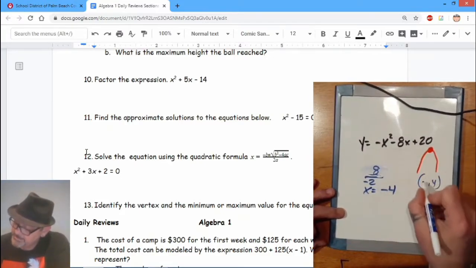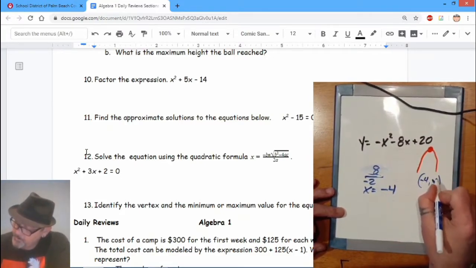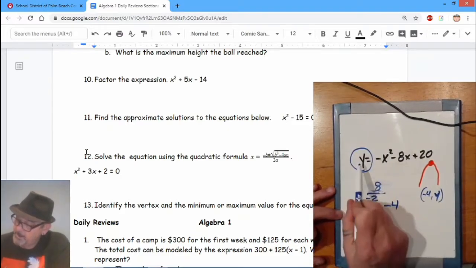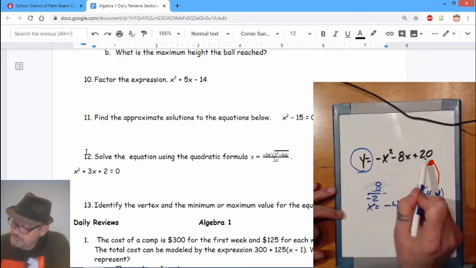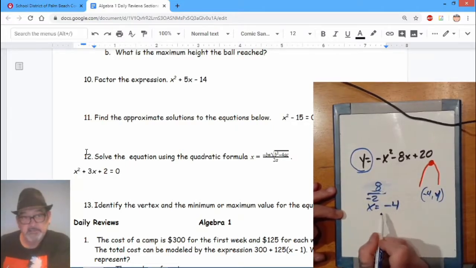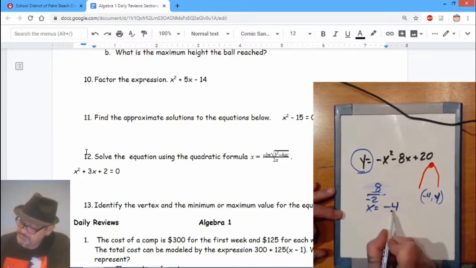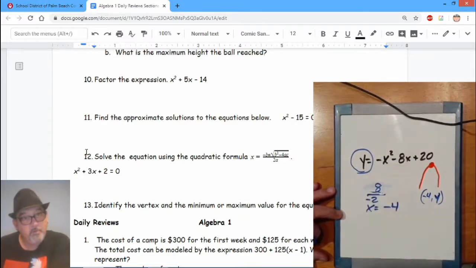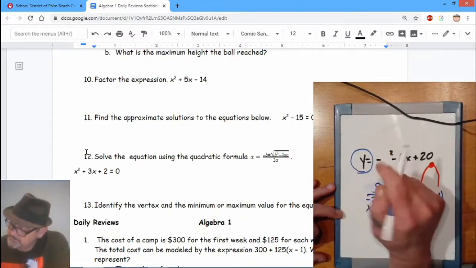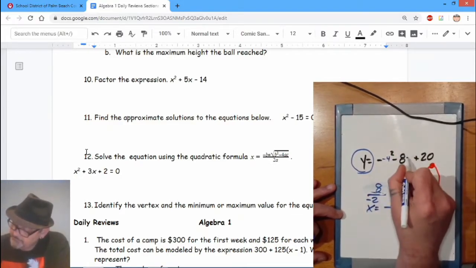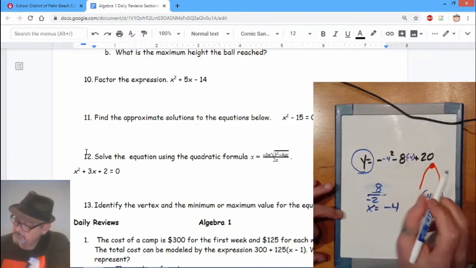This is negative 4. Now I need the y value. Well, look, here's y right here, and y equals this equation. Well, guess what? I just found what x is. It's negative 4. So I'm going to replace this x and this x with negative 4, and that will give me my y. So this becomes negative 4. This becomes negative 4. Okay?